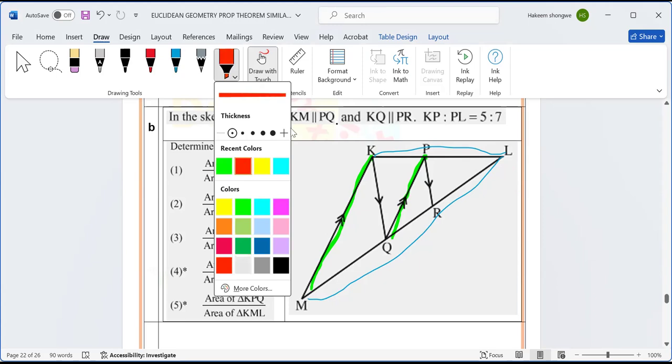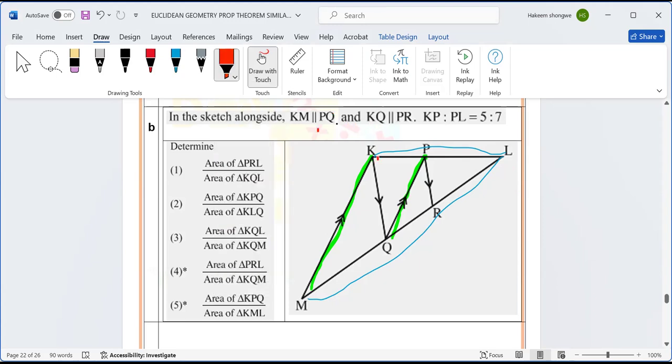Let's check others. We also have KQ, which is this one. It's parallel to this one. If we start from here and then we go there, it gives us this side, which is in proportion with this one. If I start from here, there's no other one. These are the ones that we have. We have two triangles that are in proportion, which means we can use proportionality there.